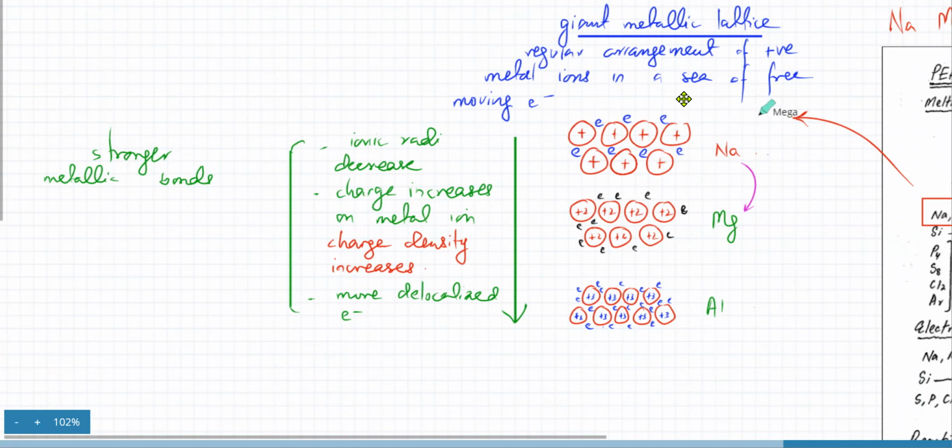I think it's here. So the question is, why is there a large increase when you move from Na to Mg? But there isn't a large increase when you move from Mg to Al. Okay, so there's a large increase in melting point, and Mg to Al there is a small increase. So the answer to that is very simple.